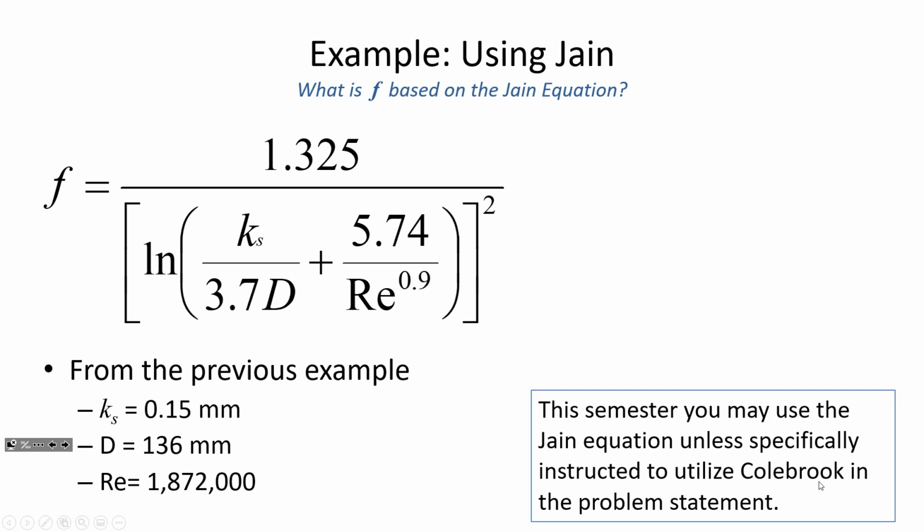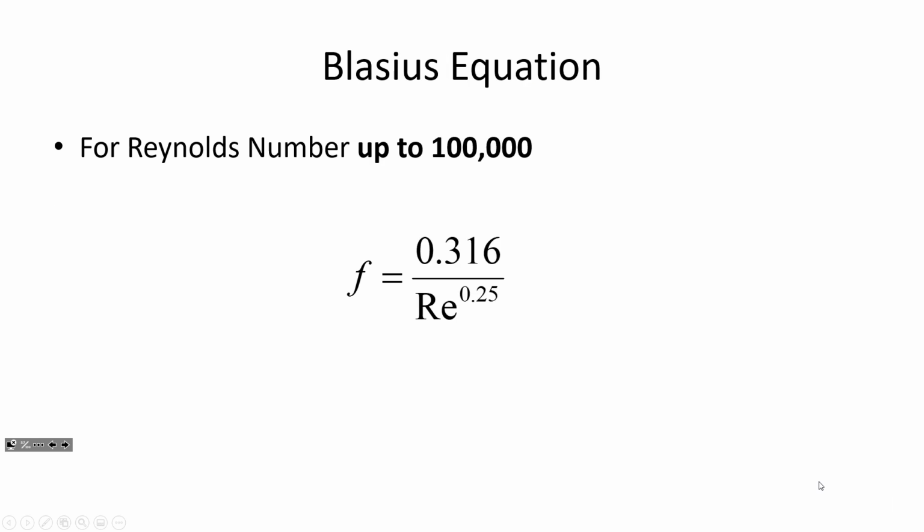One other approach is the Blasius equation, which only applies when the flow has a Reynolds number up to 100,000. But when that's the case, you can determine the F value based on the Reynolds number. So it's another pretty easy way to calculate the F value if the Reynolds number is 100,000 or less.